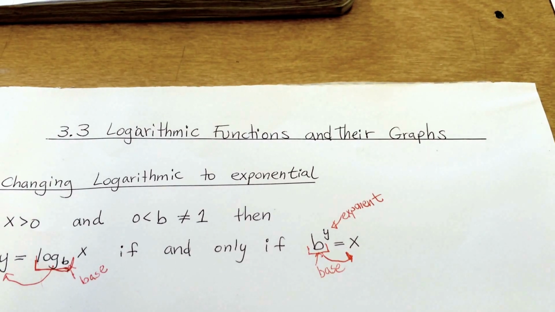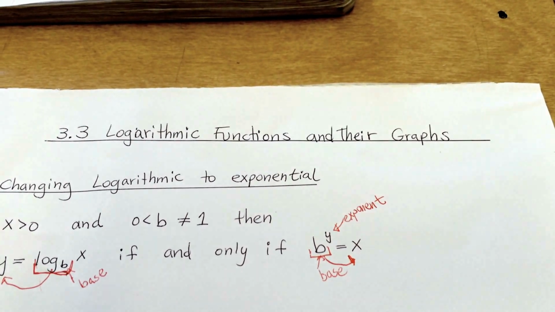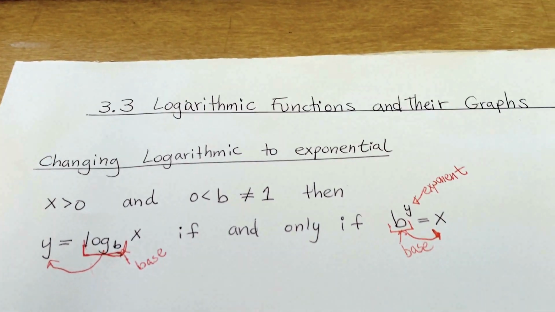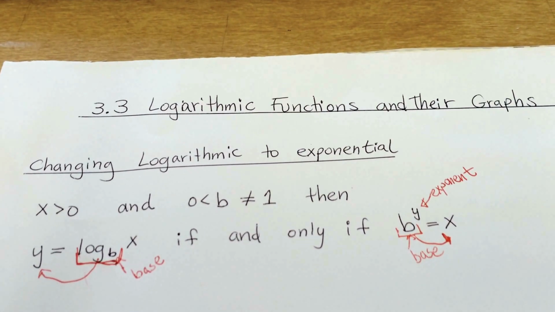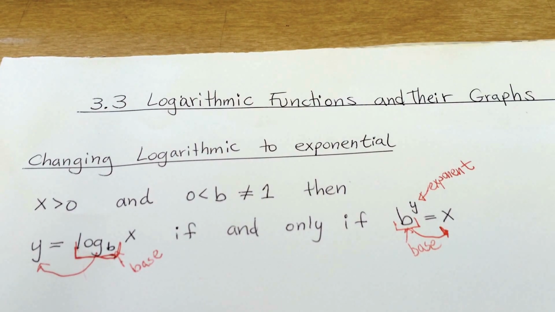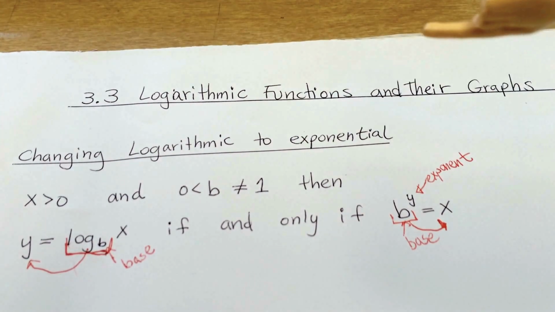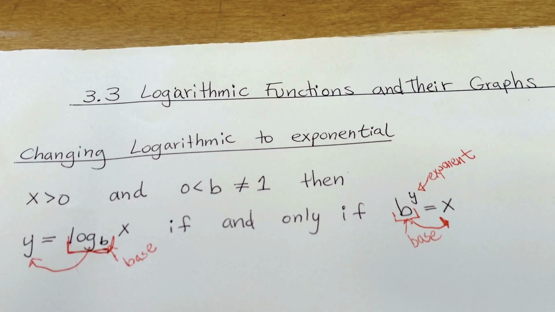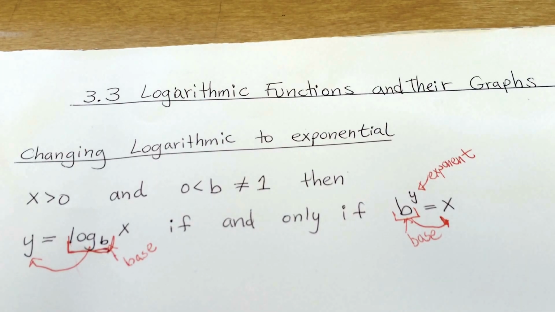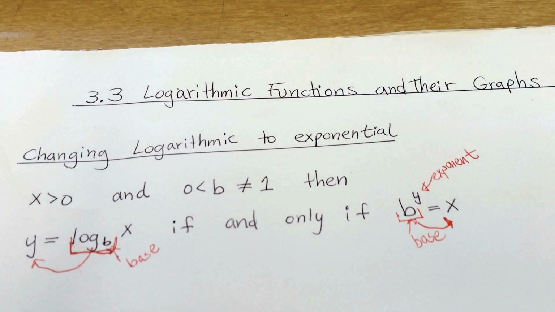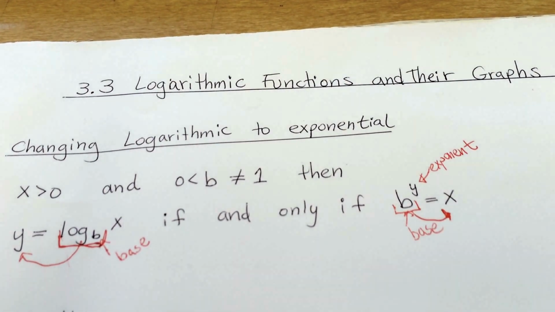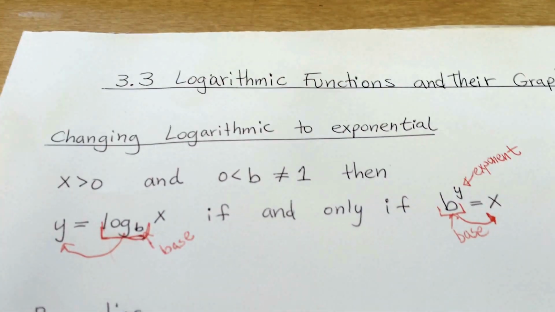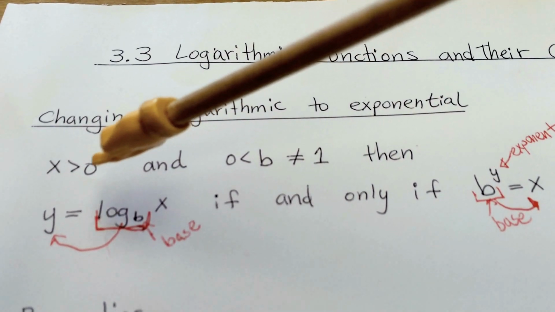The section is 3.3, logarithmic functions and their graphs. We're going to change from logarithmic to exponential first, and then go from exponential into logarithmic, and also natural logs to exponents and exponents to natural logs as well. There are two key things we're going to do, but we're going to change the format as well. One of the things we're going to go over is some of the restrictions.